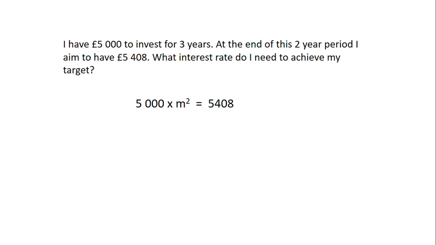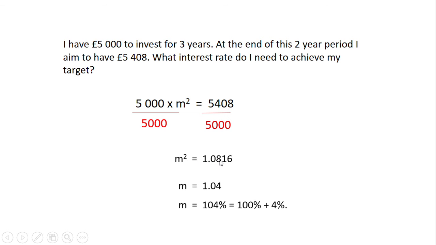Okay, the way we do that is we want to find out what that multiplier is. We want to get that multiplier on its own. We want to find out what m equals. At the moment, various things are happening to m, the multiplier. So firstly, it's being multiplied by £5,000. Okay, so how do I get rid of that multiplication by £5,000? I divide both sides by 5,000. So that times by 5,000 is going to be cancelled out by that divide by 5,000. So I'm going to end up with the multiplier squared equals 1.0816.